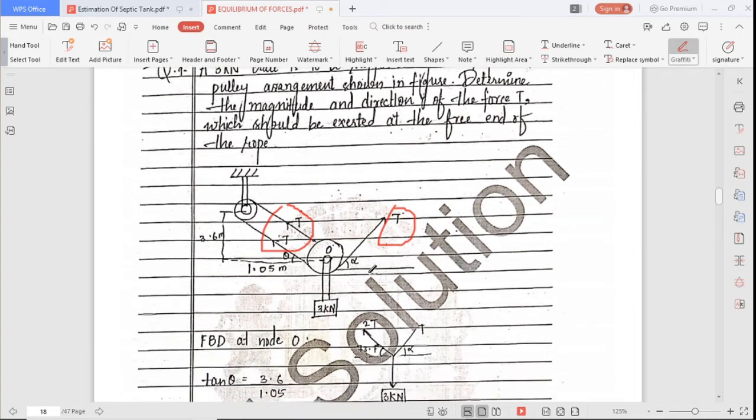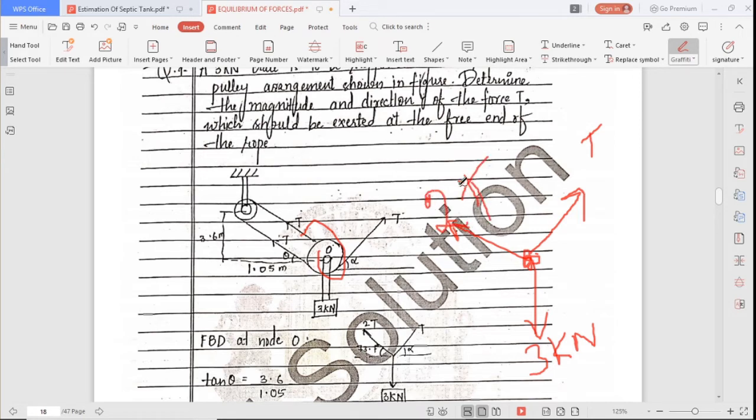Exerted at the free end of the rope. Okay, so see here, they have given the distance here as 3.6 and this distance as 1.05 meter. So if we take the FBD at this O, we will have force T, then we have the weight, that is 3 kilonewton, then we have another force here. The T is the same. We have two ropes, so for the problem we'll take it as 2T.